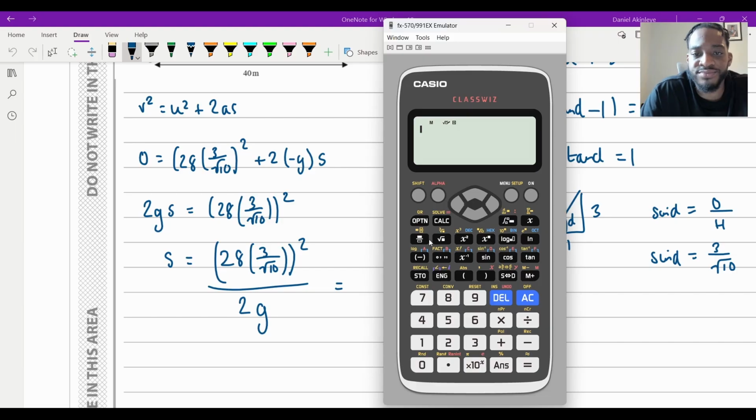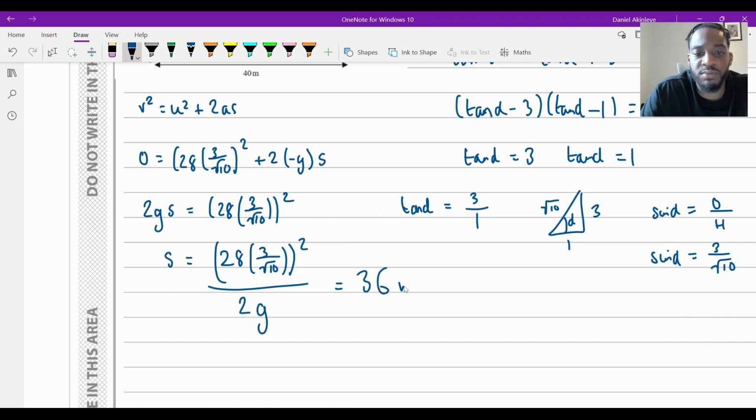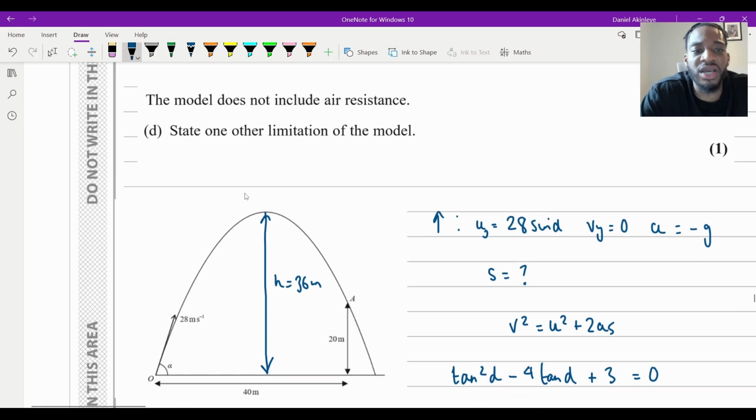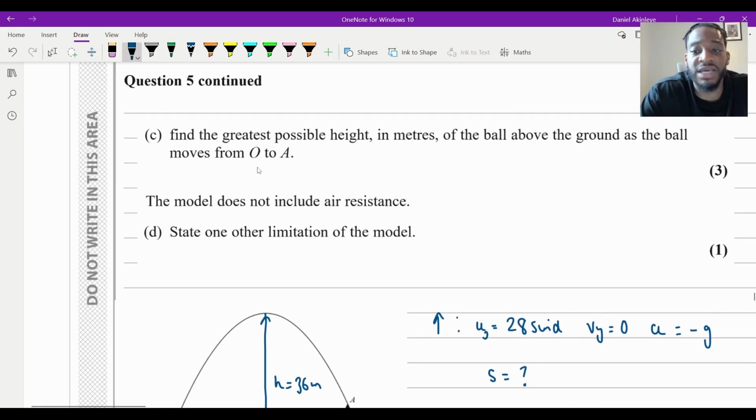So it's going to be, put bracket here, 28 multiplied by 3 over root 10, all squared. And I'm going to divide this by 2 times g, which is 9.8. And this gives us 36 meters. So the greatest possible height is just 36 meters. This here is 36 meters. And that's part C done, sorry, not part E, part C, right?